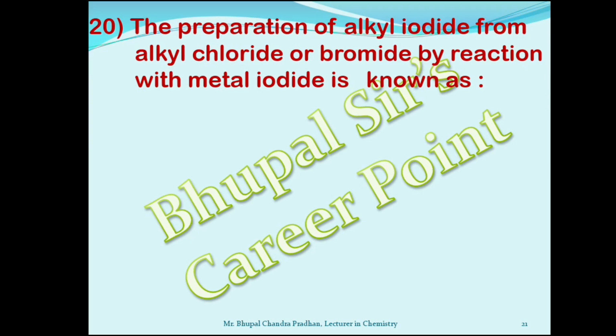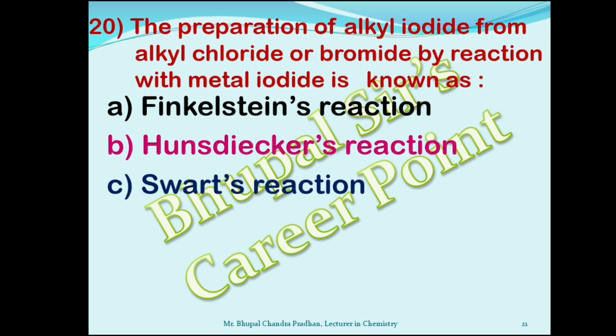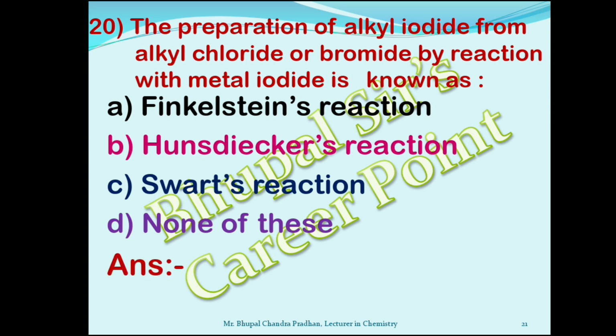The preparation of alkyl iodide from alkyl chloride or bromide by the reaction with metal iodide is known as dash. Option A, Finkelstein's reaction. Option B, Hunsdiecker reaction. Option C, Swarts reaction. Option D, none of these. Try to give the answer.